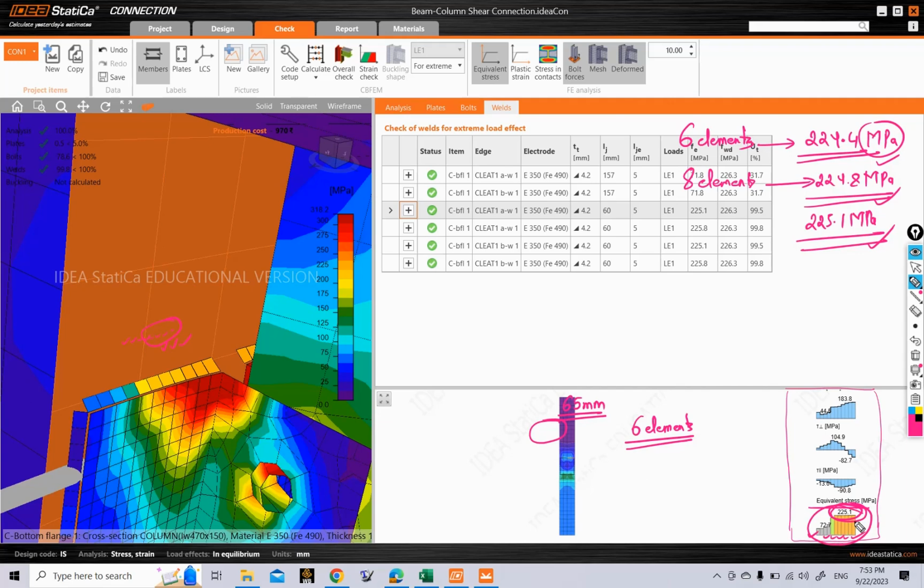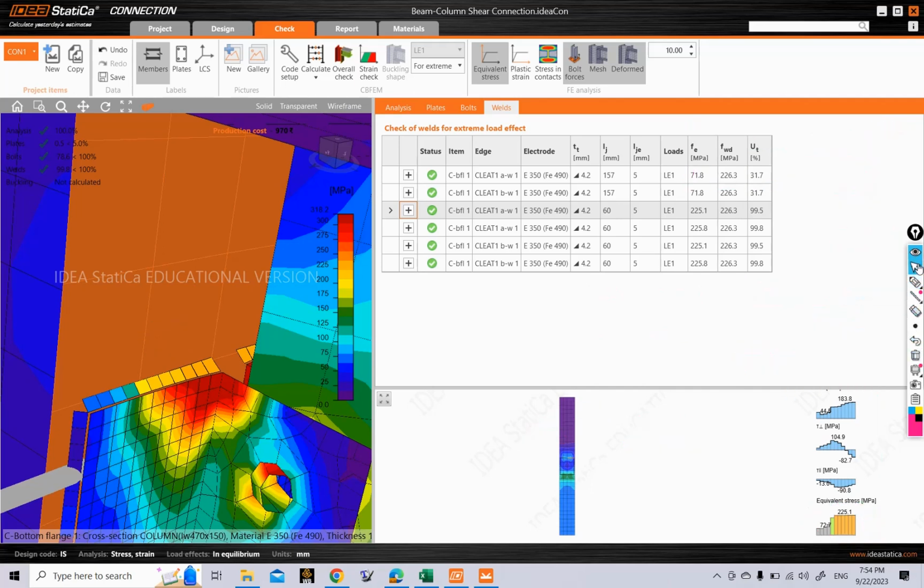So how do we average these values? Okay, let us say that we take the weighted average. Let us say that for 6 elements the equivalent stress was coming out to be 225.1 megapascals, and for 4 elements it was coming out to be 72.7 megapascals. You can just carry out the weighted average: 6 into 225.1 plus 4 into 72.7, divided by 6 plus 4. In this way you can calculate the equivalent stress for the weld, and then you can get a single value.